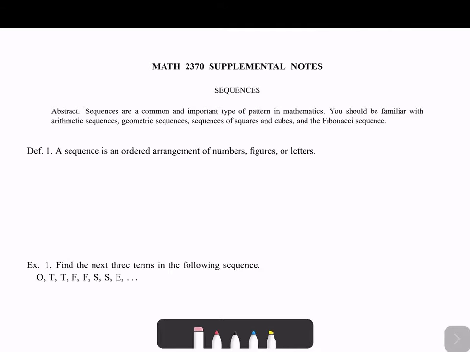By definition, a sequence is an ordered arrangement of numbers, figures, or letters. The most common type of sequences we see in math are the ones with numbers. So we can have 1, 2, 3, 4, 5, 6, 7, and so on, right? That is a sequence of numbers, just the whole numbers, the counting numbers, increasing from 1. So that's numbers. We can also have a sequence of figures.